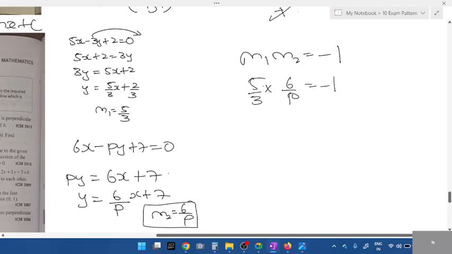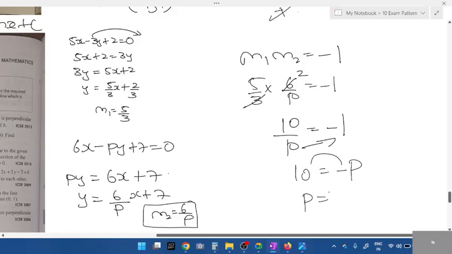First multiply. 5 reduce this. 5 twos are 10p is equal to -1. Shift p to the other side. 10 is equal to. How do you make it positive? This minus will go to the other side and become -10. That is the answer. Which one is this? 7th main, first one.